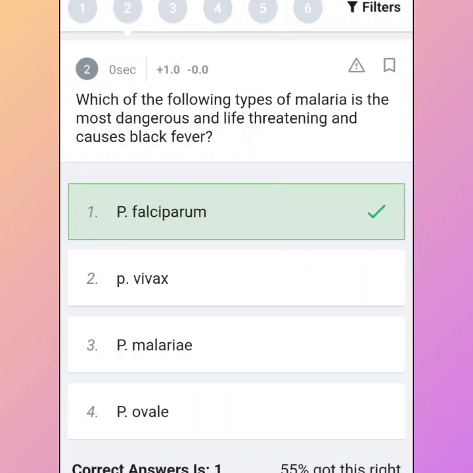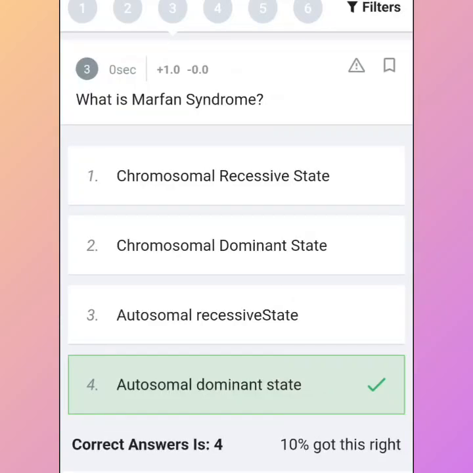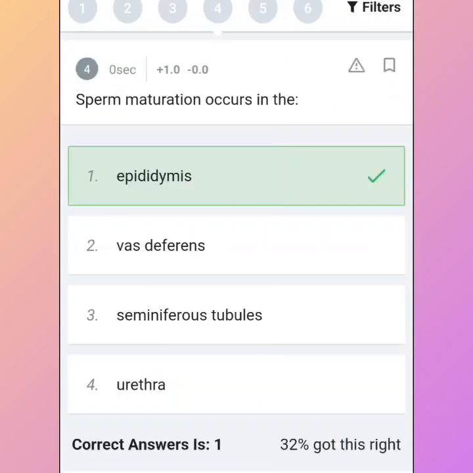Which of the following types of malaria is the most dangerous and life-threatening and causes black fever? Option first, P. falciparum. What is Marfan syndrome? Option 4, autosomal dominant state. Sperm maturation occurs in the option first, epididymis.